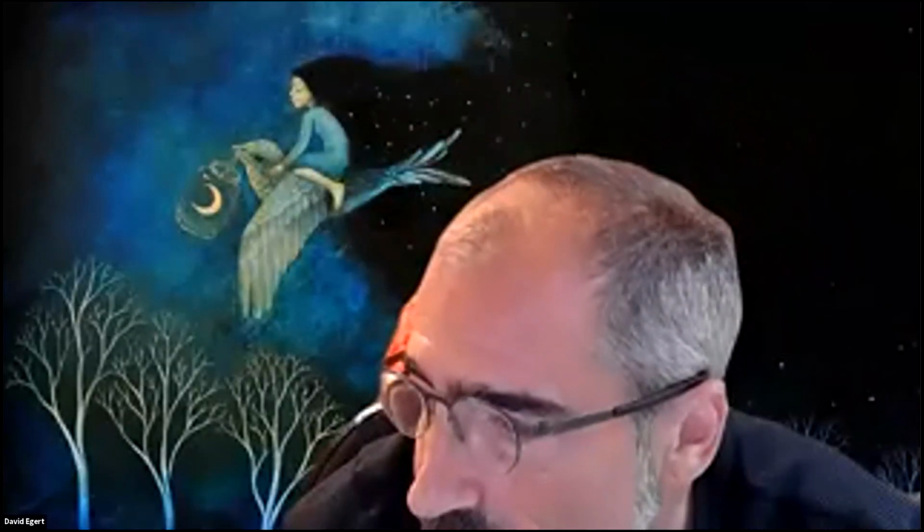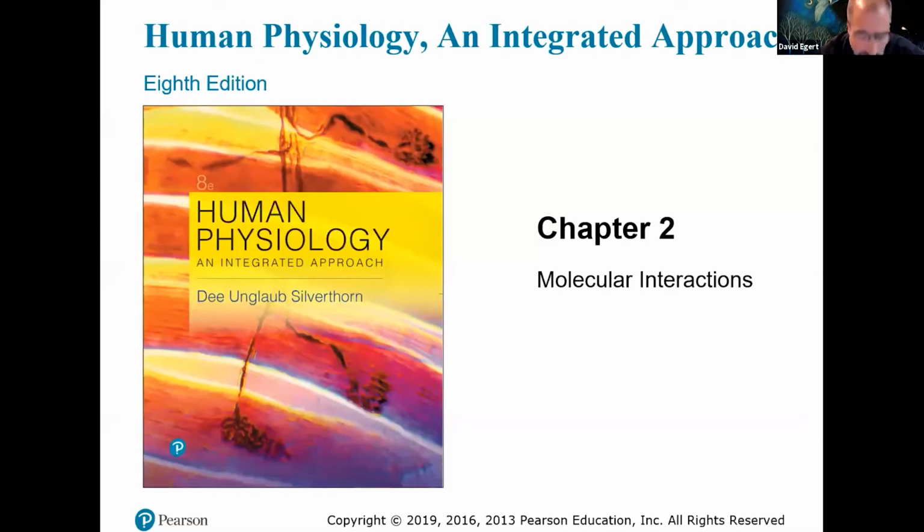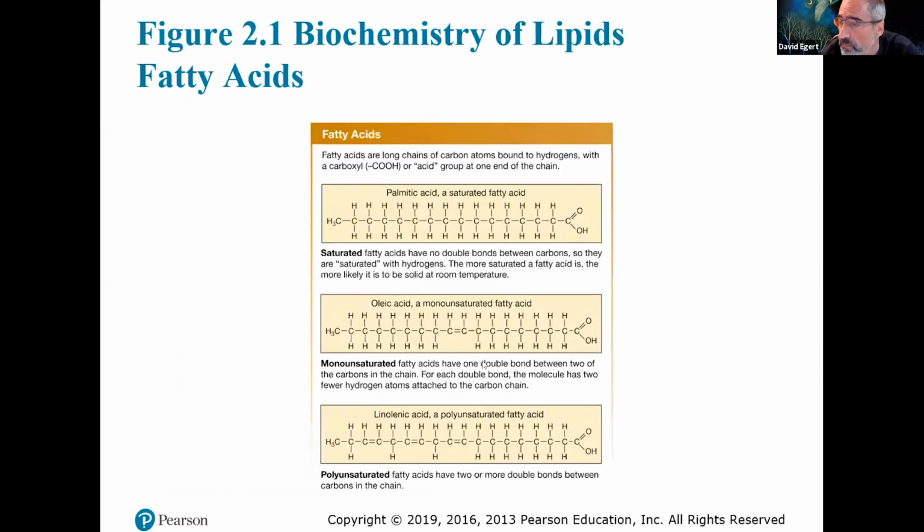Just to kind of review what we have been talking about. Let's see, I'm going to share. These are basically PowerPoints from your textbook, the stuff that's uploaded just on molecules. Just to kind of review this, when we're talking about lipids and the fatty acids, these are fatty acids.